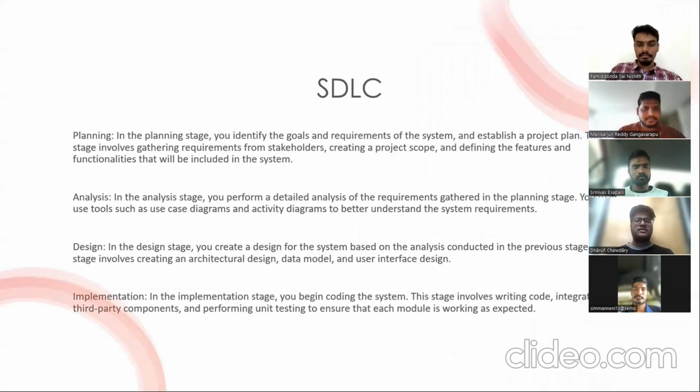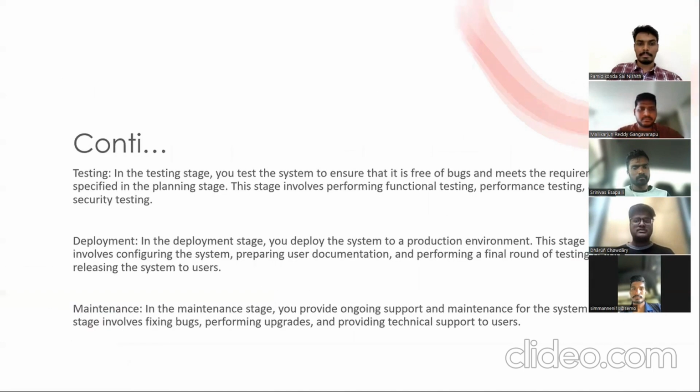These are the stages of the software development life cycle: planning, analysis, design, and implementation. We planned the requirements, needs, and goals, and in analysis, how we can achieve those goals and do the design and implementation. Next slide, please. Testing, deployment, and maintenance. As I already mentioned, we tested the app 20 to 30 times, got the outputs correctly, and deployed it onto the site. The next part will be continued by my friend Srinivas.